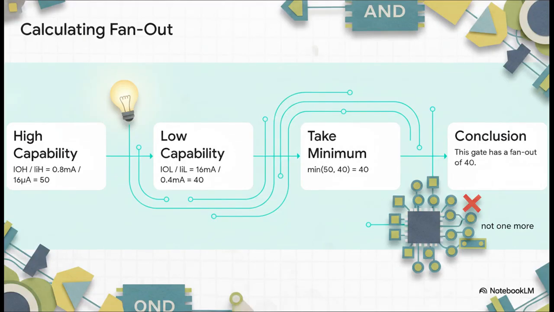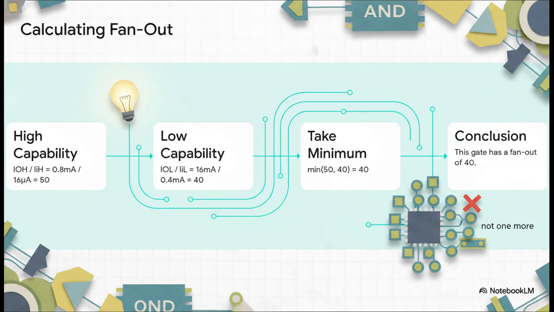Okay, let's actually run the numbers. It's pretty straightforward. First, to find the high state capability, we take the current it can source, IOH, and divide it by the current each input needs, IIH. So 0.8 milliamps divided by 16 microamps, that gives us 50. So it could drive 50 inputs when it's high. Now for the low state. We take the current it can sink, IOL, and divide by what each input needs, IIL. That's 16 milliamps over 0.4 milliamps, which is 40.